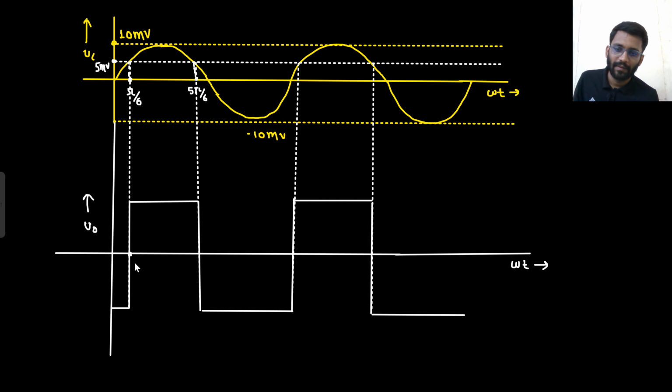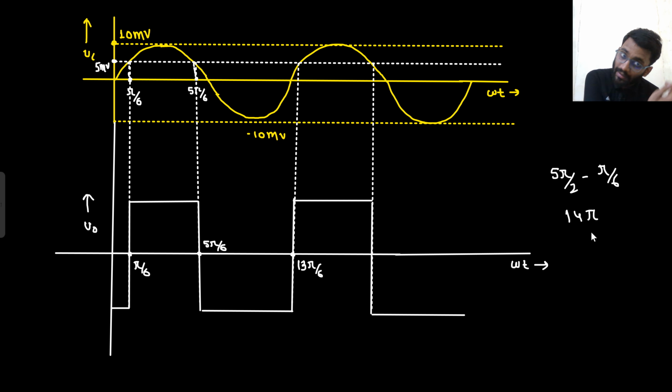So this point is pi by 6. This point is 5 pi by 6. This point will be 2 pi plus pi by 6, which is 13 pi by 6. And this point will be 2 pi plus pi by 2, which is 5 pi by 2, minus pi by 6, that is 14 pi by 6 or 7 pi by 3. This point will be 7 pi by 3, I guess.